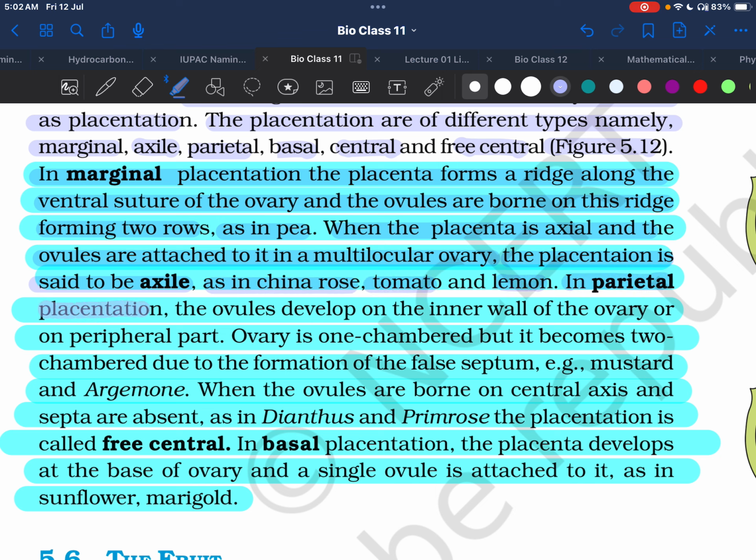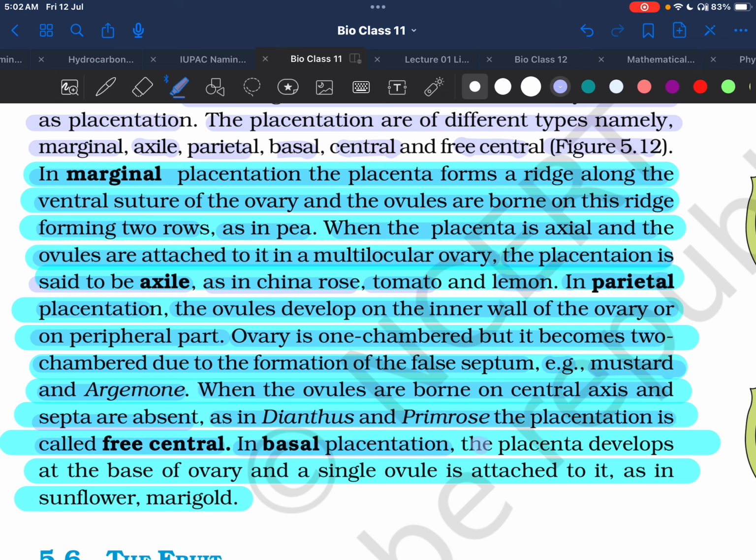In parietal placentation, the ovules develop on the inner wall of the ovary or on the peripheral part. Ovary is one-chambered but it becomes two-chambered due to the formation of a false septum. Example: mustard and argemone. When the ovules are borne on the central axis and septa are absent, as in dianthus and primrose, the placentation is called free central.